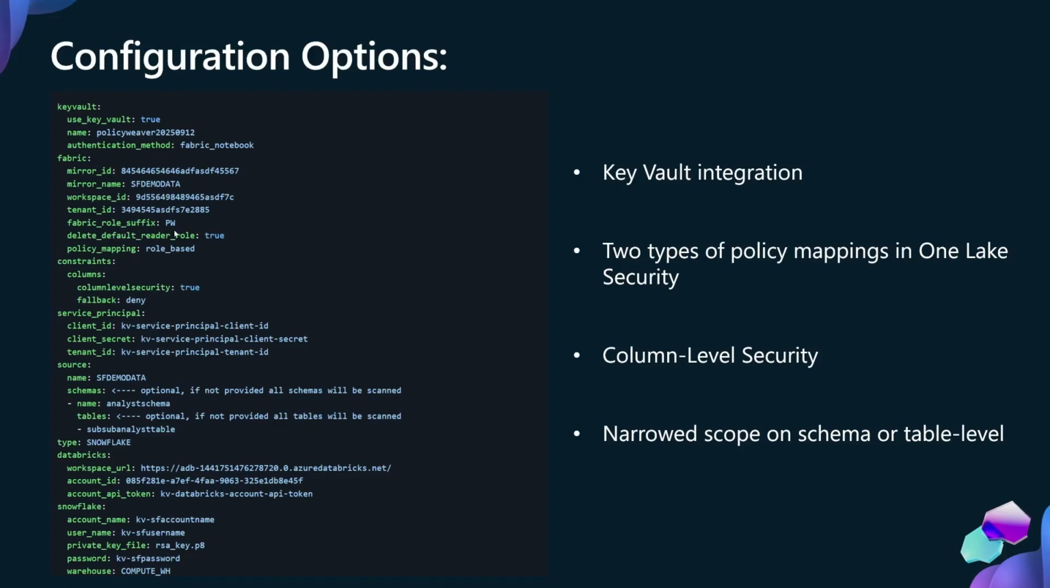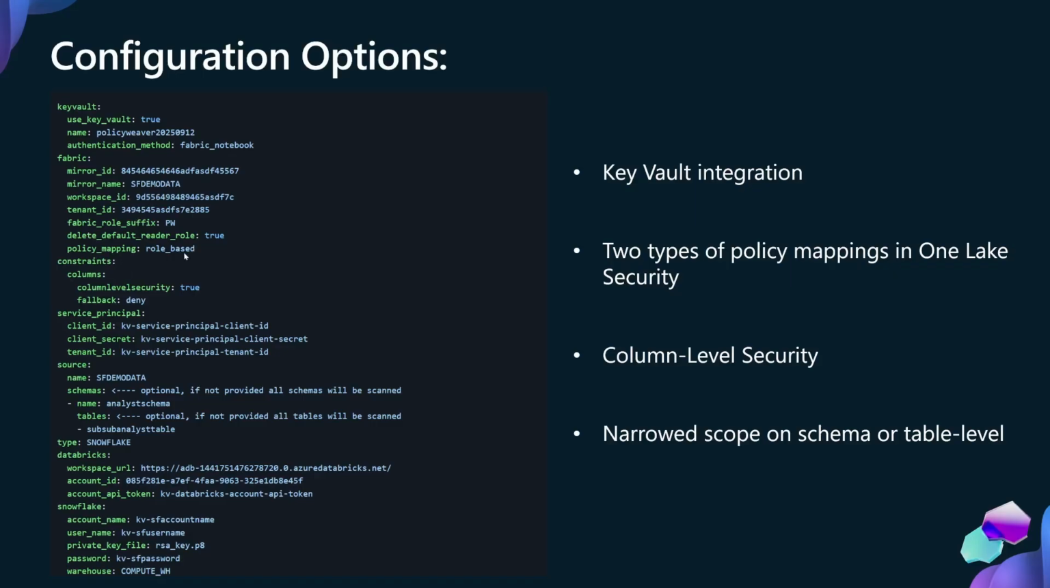The Fabric role suffix is used to highlight which OneLake security roles have been created by Policy Weaver. That's also the marker we use to delete old roles, to override them. We keep all the ones which don't have this suffix, as we recognize these have been manually added. We can also specify if you want to delete the default reader role which exists from the beginning.